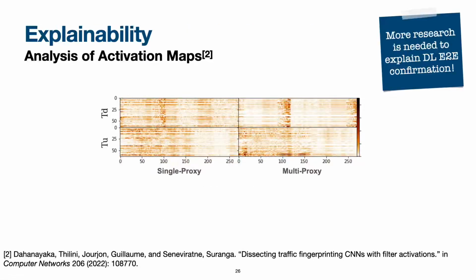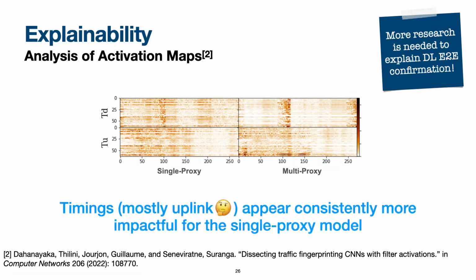While these results confirm our hypothesis, we still wanted to get some more evidence by applying explainability analysis on DeepCorr. Our preliminary analysis of activation values in the first layer of the network showed that timings, and specifically uplink timings somehow, are consistently more impactful for the attack in the single proxy setup. This gives some additional support to our findings.